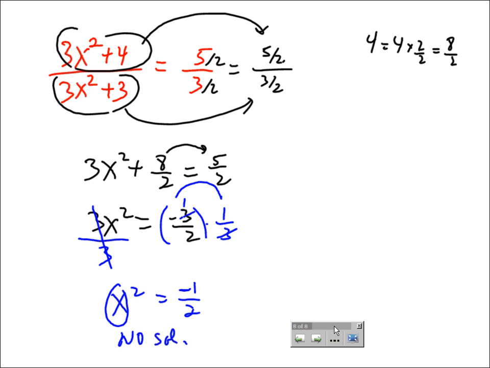But it could have worked out. For example, if I just made it equal to 15 over 13. So I divide by 2, like I did over here. I'll get 15 halves over 13 halves. So I can say this numerator is 15 halves.